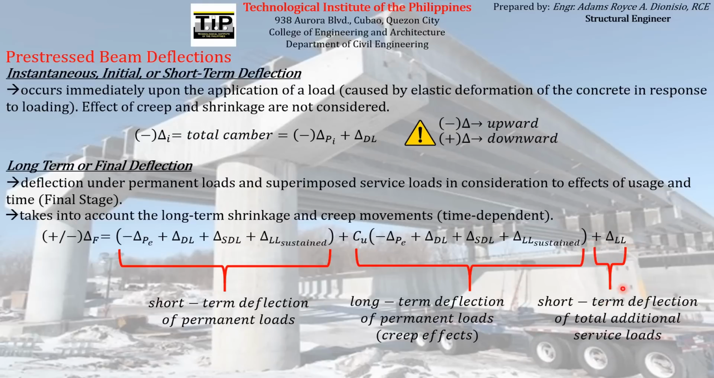So you can see here that if there will be an additional live load, the deflection due to that additional live load will play also a role on the computation of the total final deflection. So this is actually the short-term deflection of the total additional service loads, if there will be additional service loads, total live load service loads.